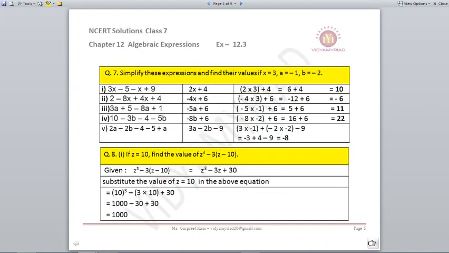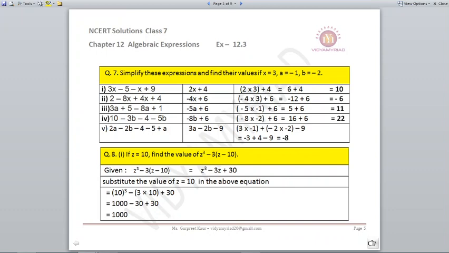Question number 7. Here you have given different values. X is 3, A is minus 1, B is minus 2. Take care while solving the expression. First is 3x minus 5 minus x plus 9. What is 3x minus x? It is 2x. Minus 5 plus 9 gives you plus 4. So 2 into 3 plus 4 gives your answer as 10.